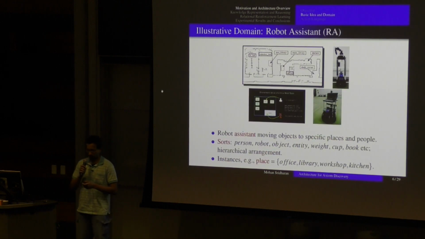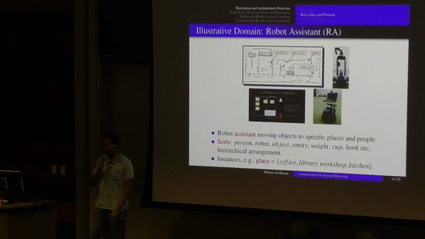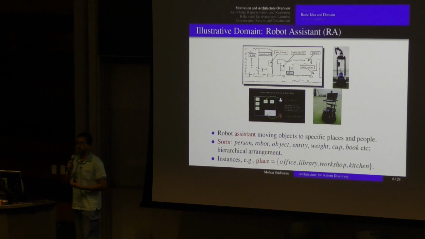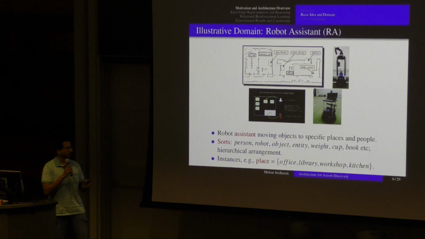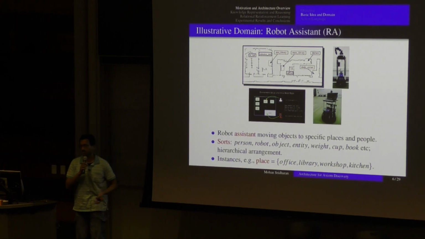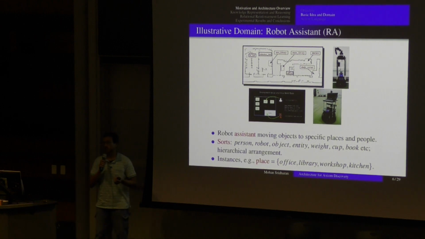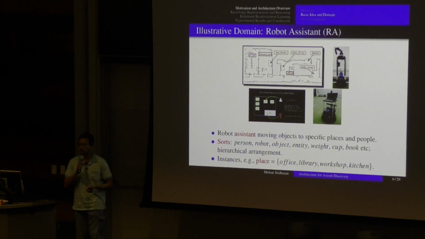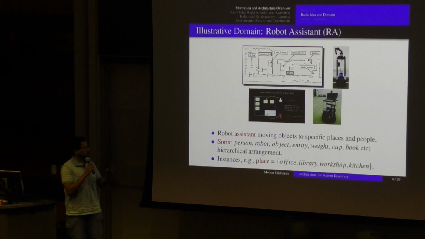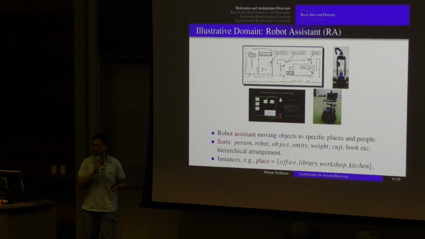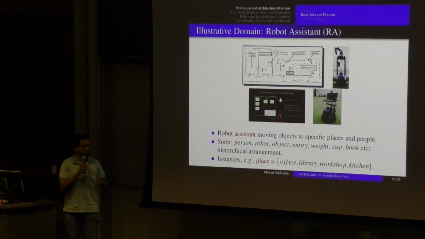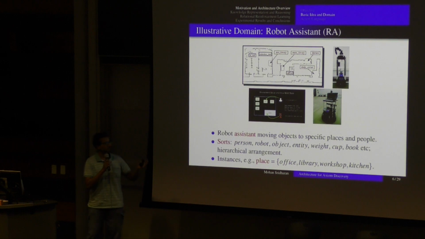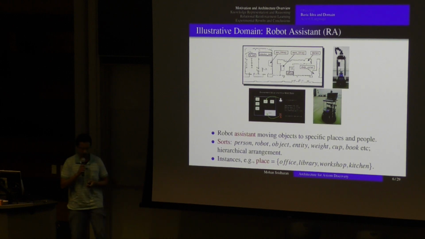Okay, so let's go. What do we have here? As an illustrative domain, I'm going to use a robot assistant who walks around in a map of the world that he has constructed, and the robot assistant has to move specific objects to specific people or to specific places. The sorts of things that the robot can reason about are people, places, robots, and objects, and there are also specific instances of these, like specific instances of the sort place: office, library, workshop, kitchen, and so on and so forth.